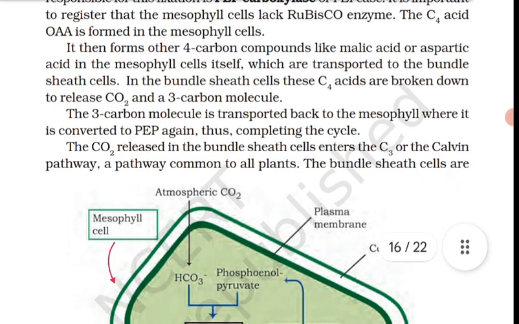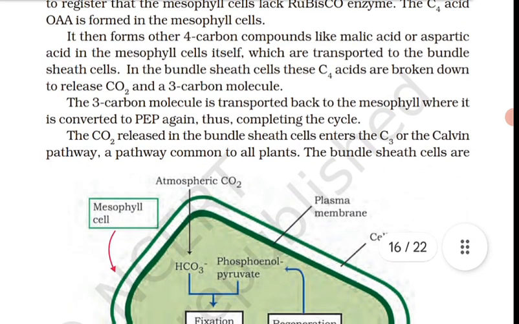Did you note that the Calvin pathway occurs in all the mesophyll cells of the C3 plant? In the C4 plant, it does not take place in the mesophyll cell, but does so only in the bundle sheath cells. Understood? I will read the diagram once, keep it running in your mind.